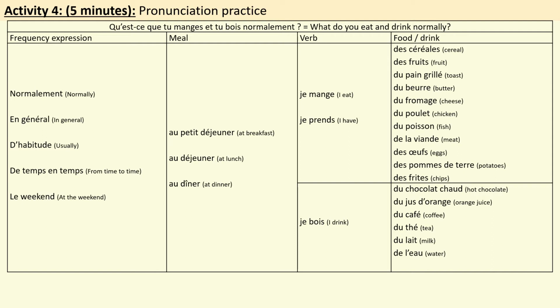And as you can see, it's got frequency expressions saying how often we actually eat the different meals and food in the first column. So let's go through how to pronounce these individually. Écoutez et répétez. Normalement. Your turn. And again, normalement. Good. Next. En général. Your turn. En général.